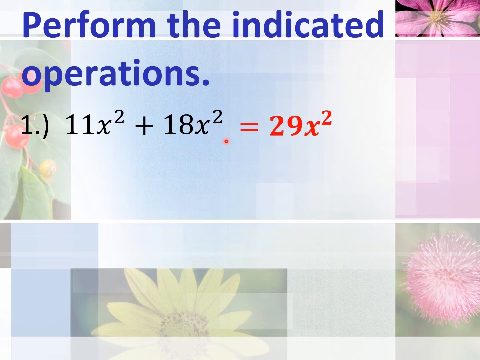So, 11 plus 18 is 29, and then kokopya lang natin yung x squared. Hindi na kailangang i-add yung kanilang exponent. Just copy the variable and the exponent.